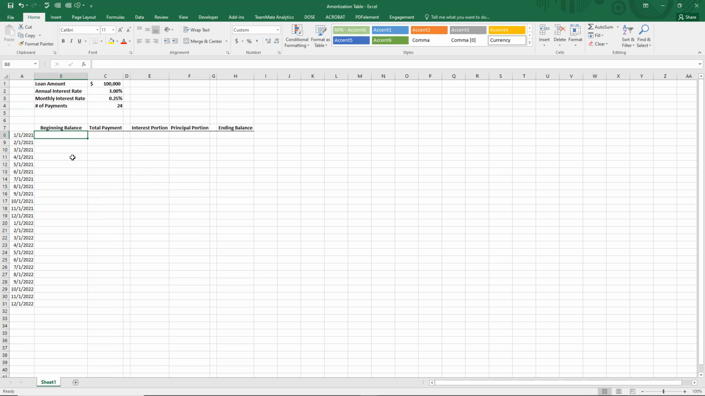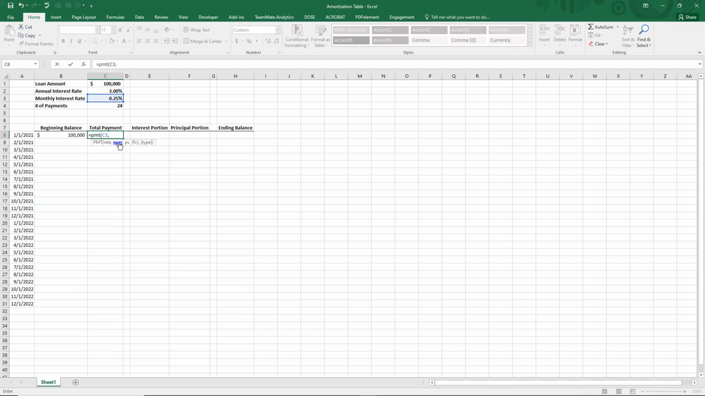Starting at the first month, we have the beginning balance. Obviously, this is just going to reference the $100,000 since no payments have been made yet. For the total payment, we're going to use an Excel formula called PMT, standing for payment. So equal sign, PMT, and open parentheses. First thing that they're going to ask for is the rate. And you're going to reference the 0.25% of monthly interest rate, comma.